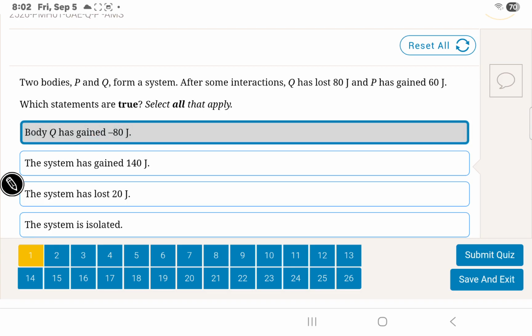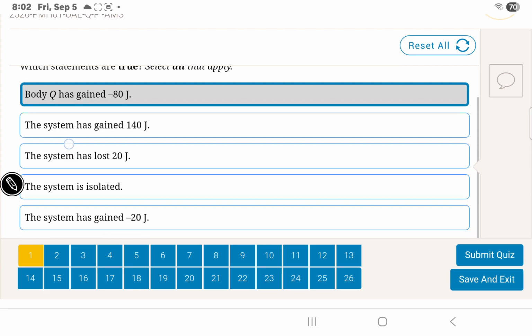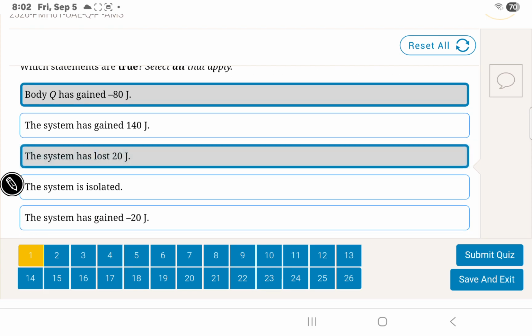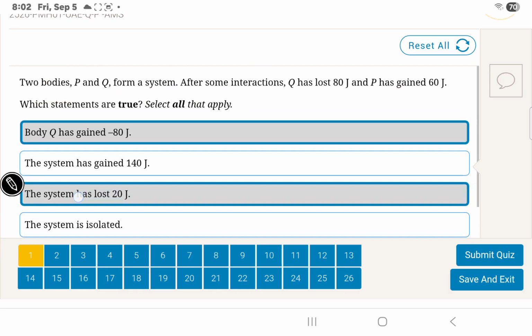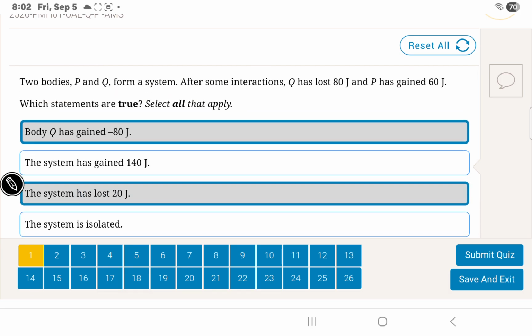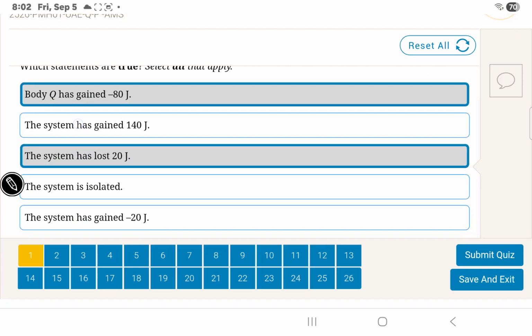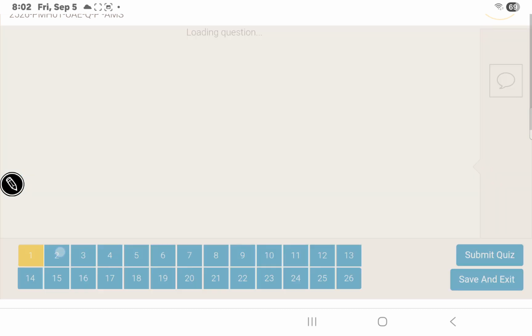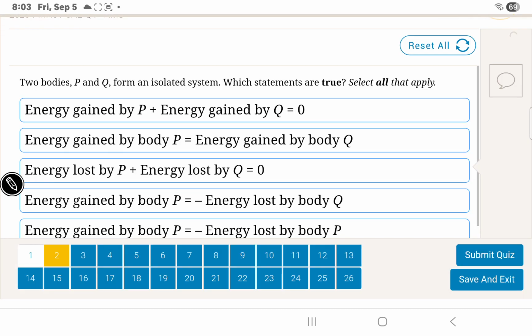The system has gained 140? No, incorrect. The system has lost 20. Yes, because this is an isolated system? It's not an isolated system, so it can lose 20. System is isolated? No, because it lost energy. System has gained negative 20. Lost 20 means gained negative 20. This is also correct.